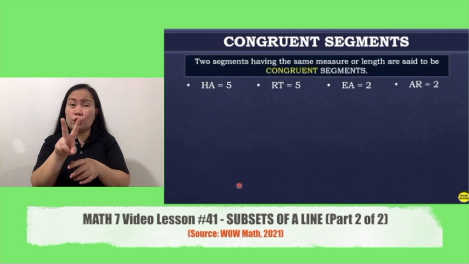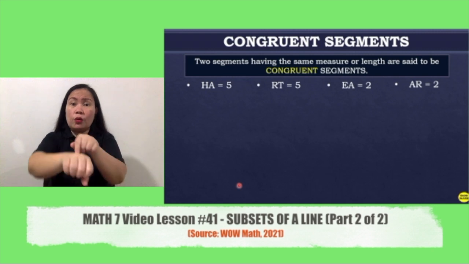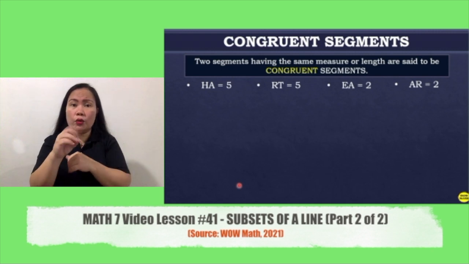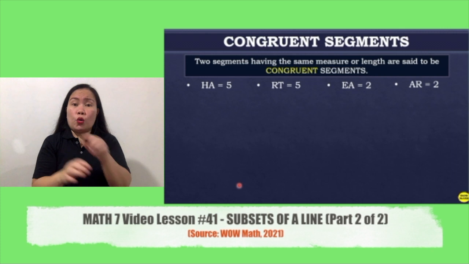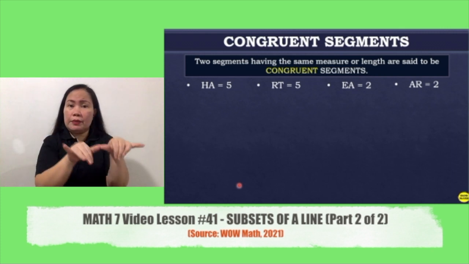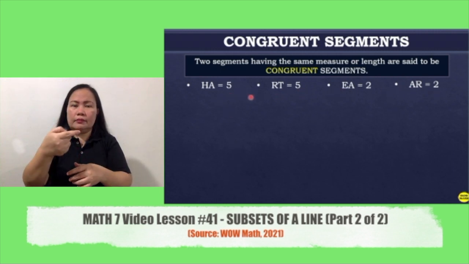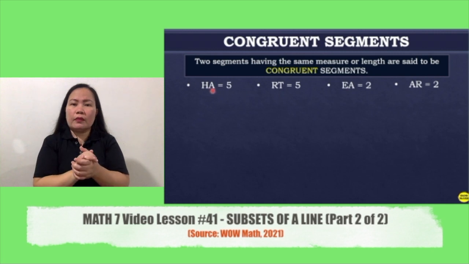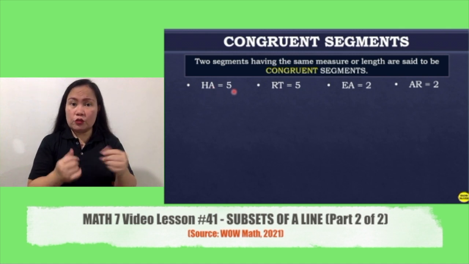Okay? So, two segments having the same measure or length are said to be congruent segments. So, we can only consider segments that are congruent if and only if their measures are equal. Okay? So, kung mapapansin ninyo dito sa ating sinolve kanina ng mga coordinates, di ba? Kinuha natin yung coordinates and then we try to solve for its measure, yung kanyang sukat. Okay? So, ito po yung nakuha natin.